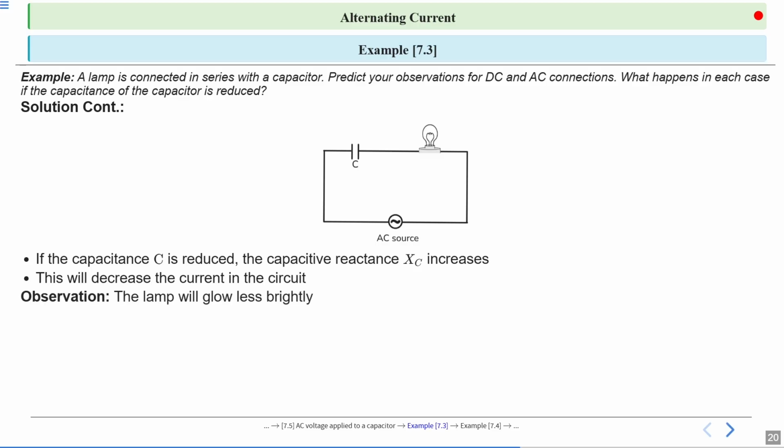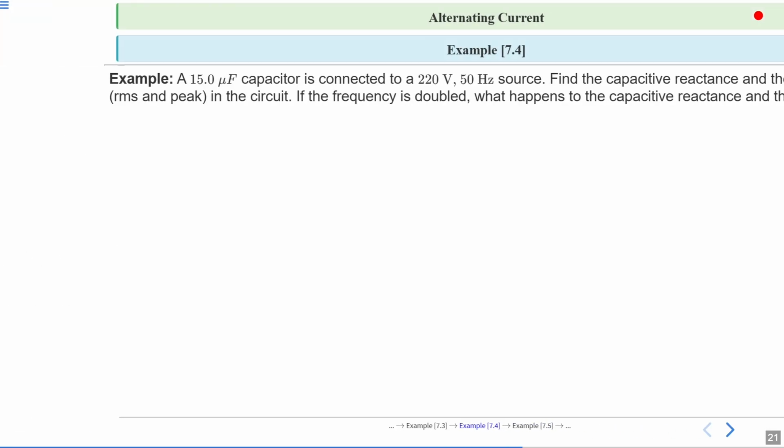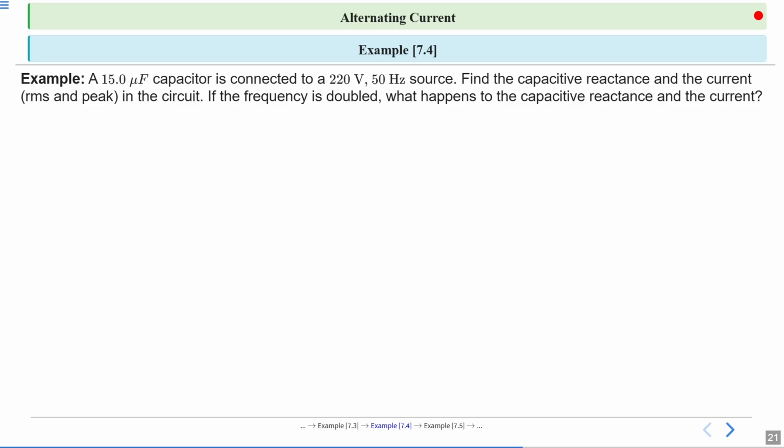Okay, so what is the observation? The lamp will glow less brightly. Current is reduced, due to which the lamp will glow less brightly. What is the intensity of the lamp glow? It will be entirely based on the current flowing through the circuit.